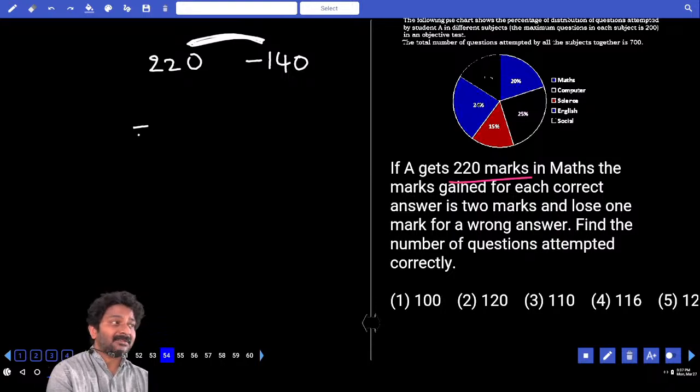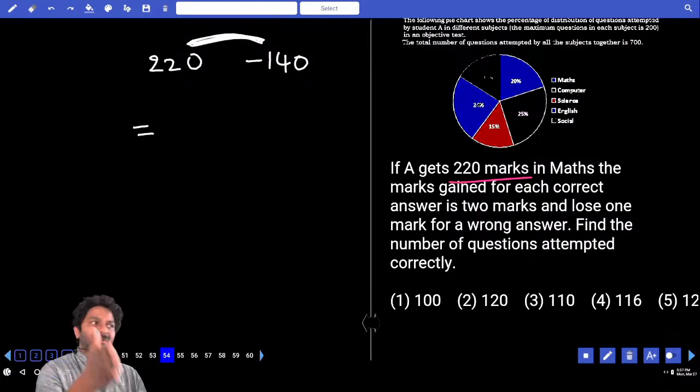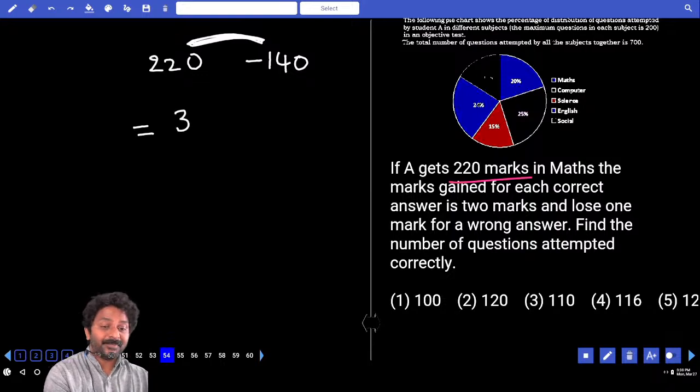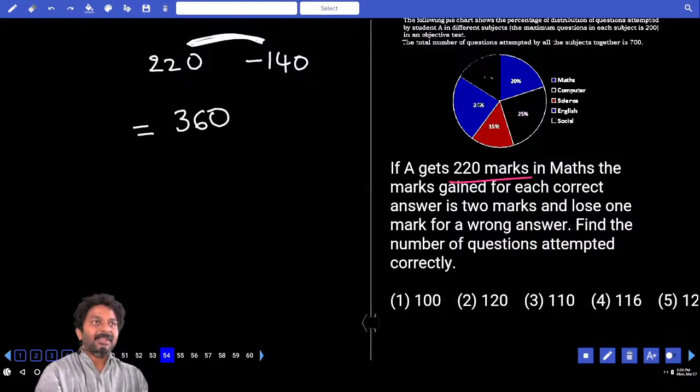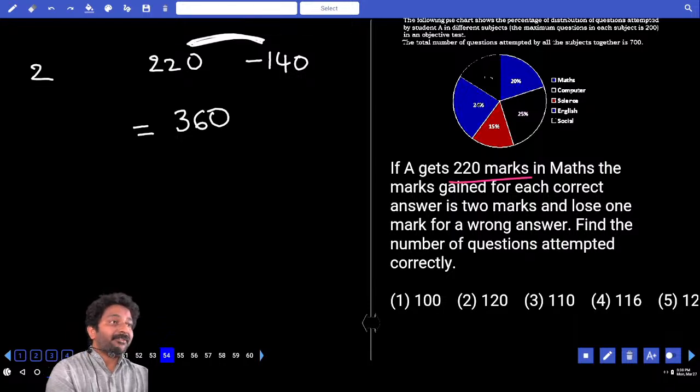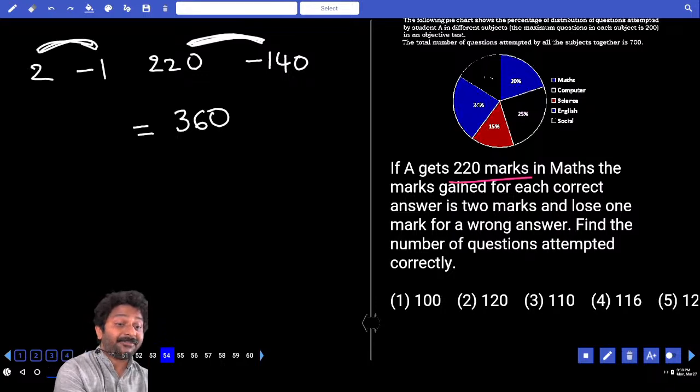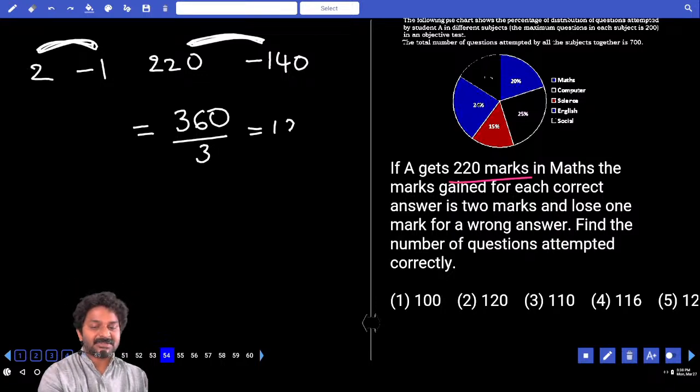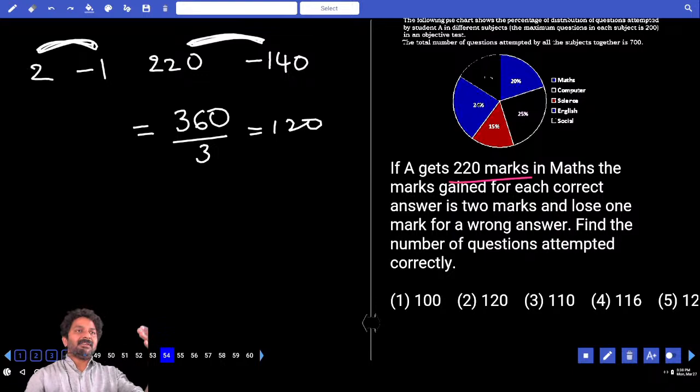Not 80, I didn't ask for the sum, I asked for the difference. From minus 140 you have to come to 0, and from 0 you have to go to 220. What is the total difference? 360 is the difference. If the question is correct, how many marks will he get? 2. If it is converted to wrong, he will lose 1. What is the mark difference in one question? 3 marks. So how many questions were converted? 360 divided by 3, which is 120 answer. So 120 questions were converted. Followed?